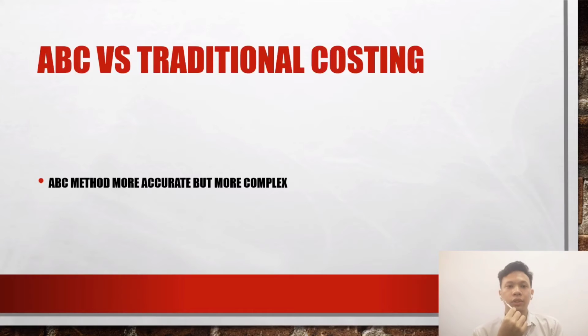So in conclusion, the ABC method is the better method compared to traditional costing, because the ABC method produces a more accurate cost compared to traditional costing. But the ABC method is more complex to use and more complex to design compared to traditional costing.